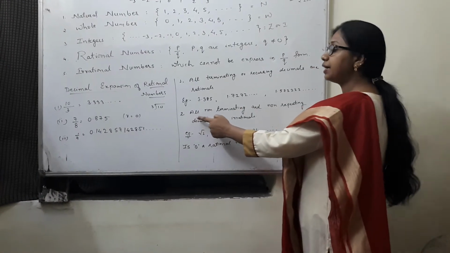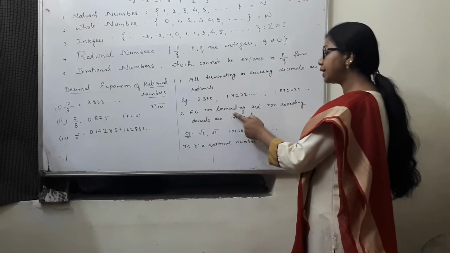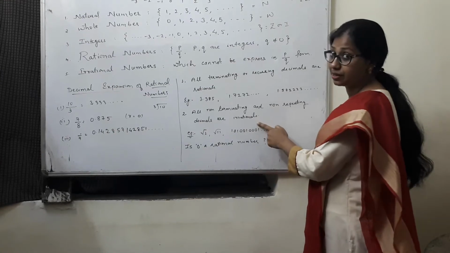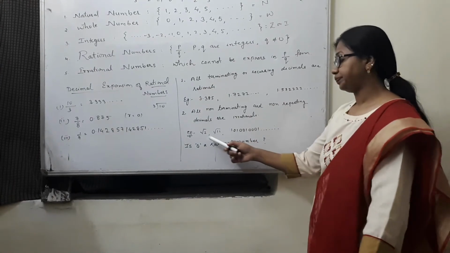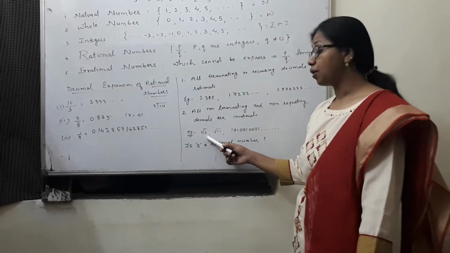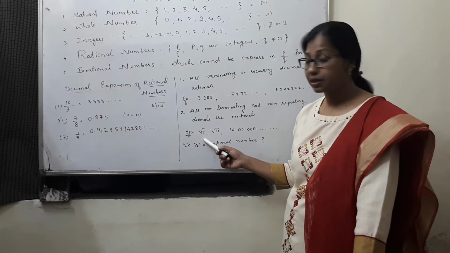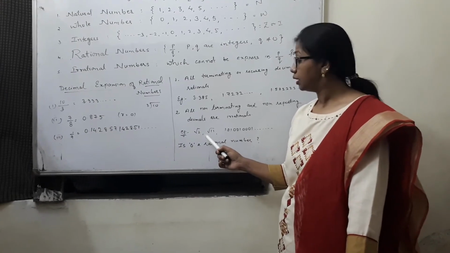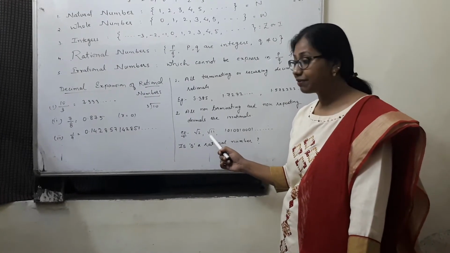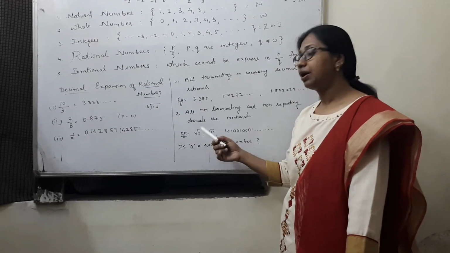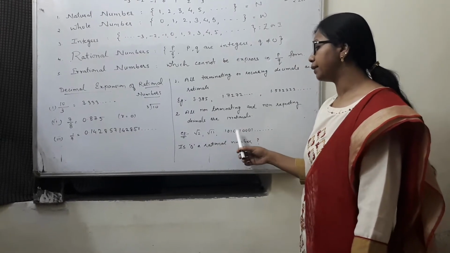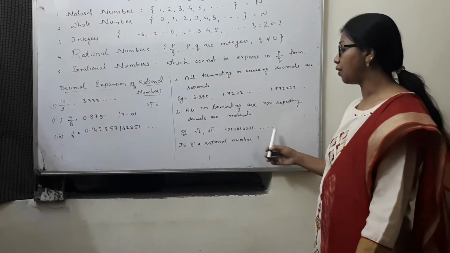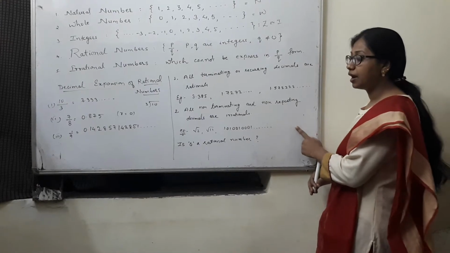Irrational numbers: all non-terminating and non-repeating decimals are irrational. The examples are all square roots of non-perfect squares like root 2, root 11, root 5, root 17, root 24. All these are irrational numbers. Also 1.010010001 and so on, all these are irrational numbers.